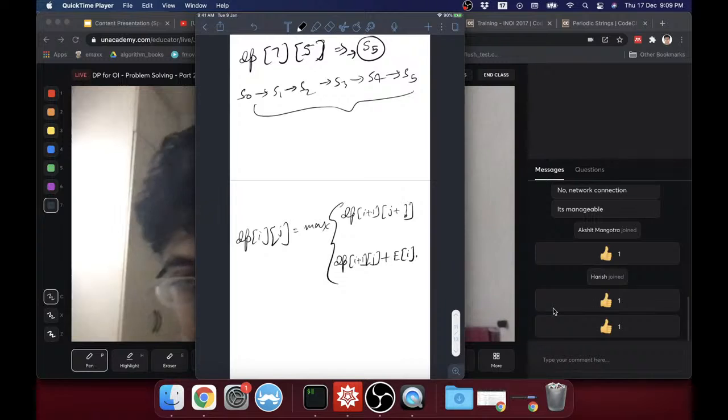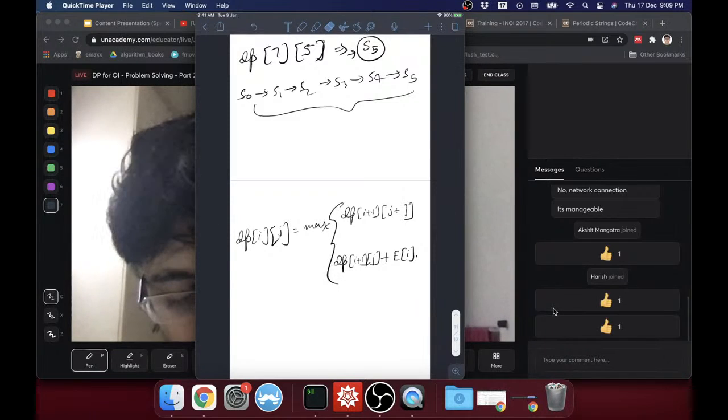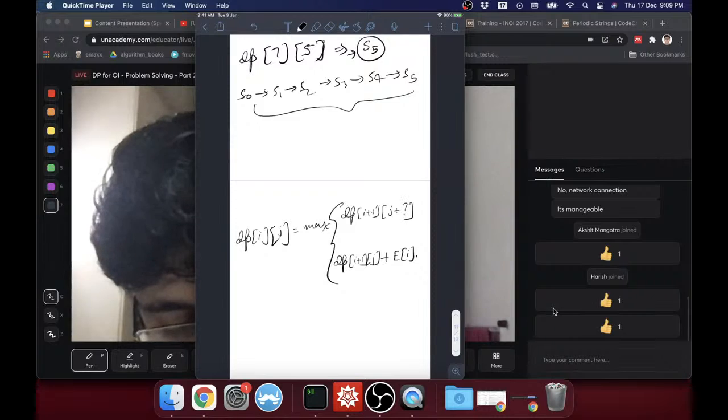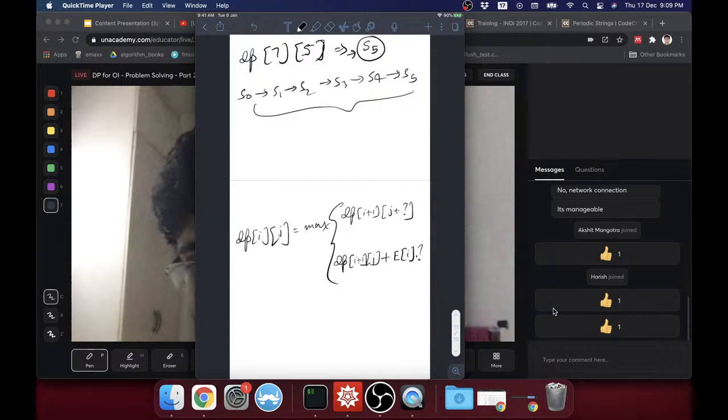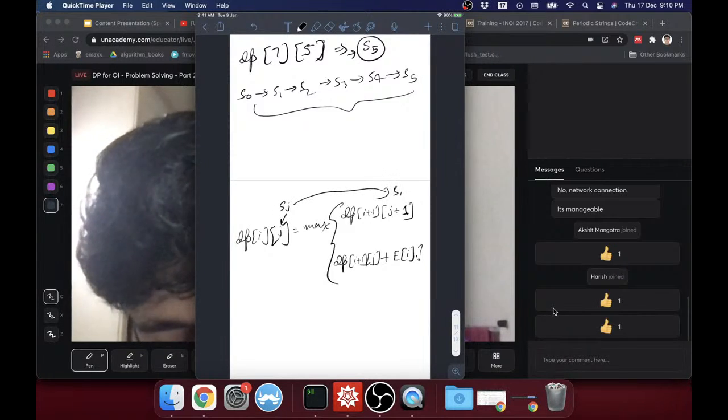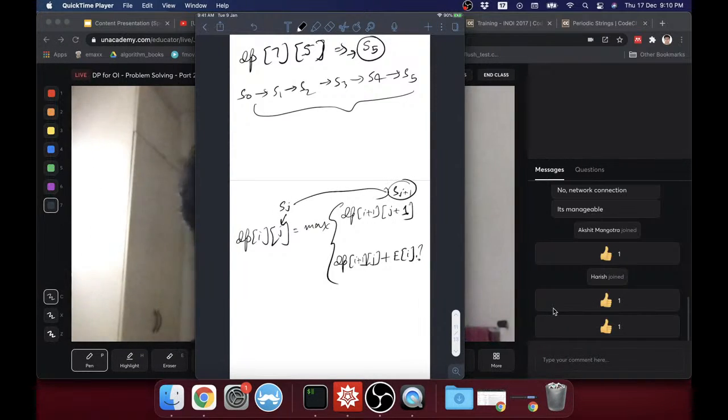Can you even tell me what will come at these two places? This place and this place. Okay, the first one should be easy. The first one is actually 1. Basically, when you increase your strength, originally you were at sj, now after increasing your strength you will be at sj plus 1, right, after one step.